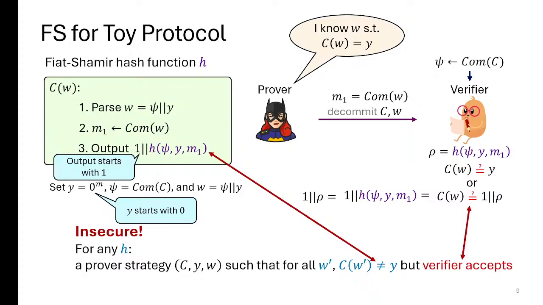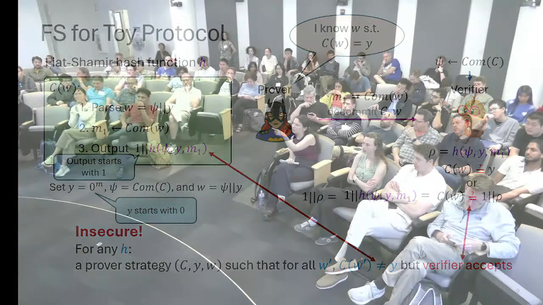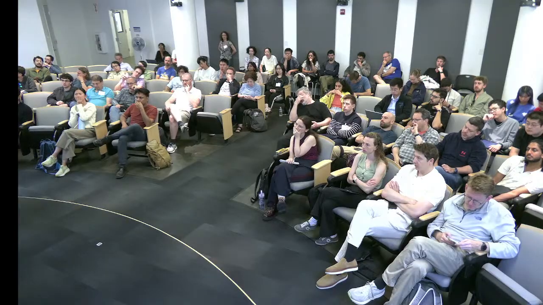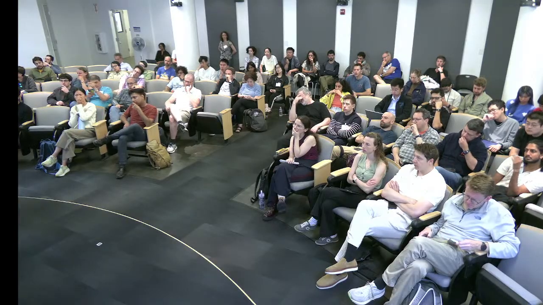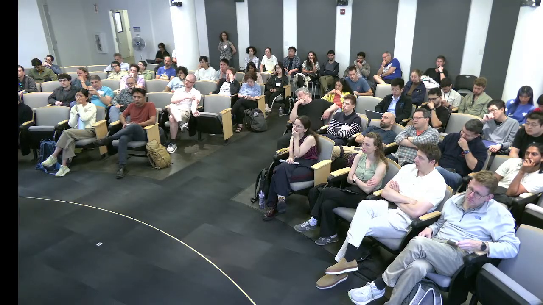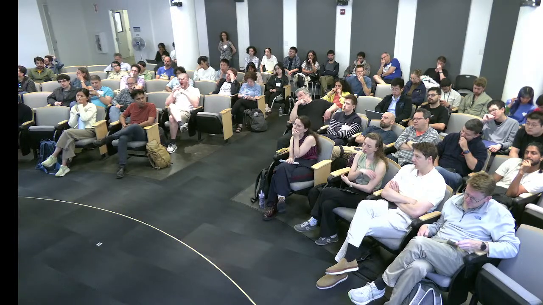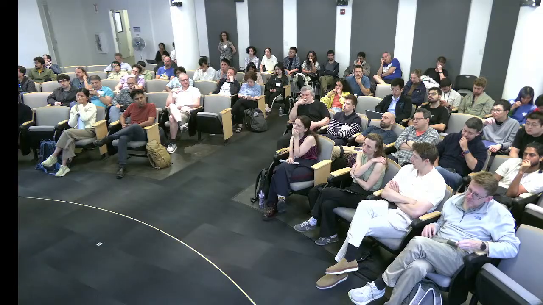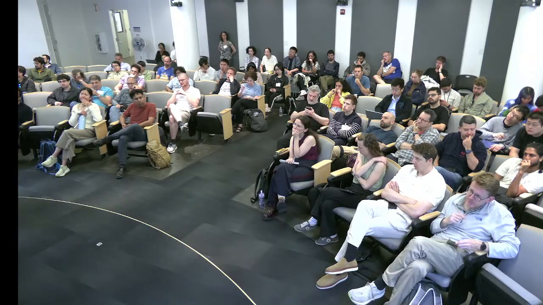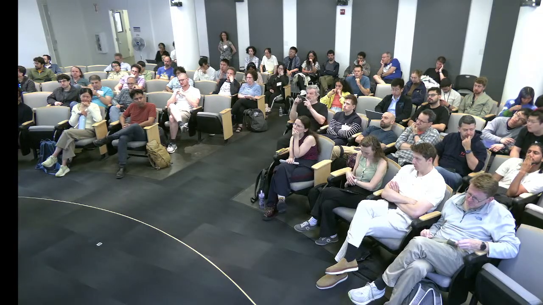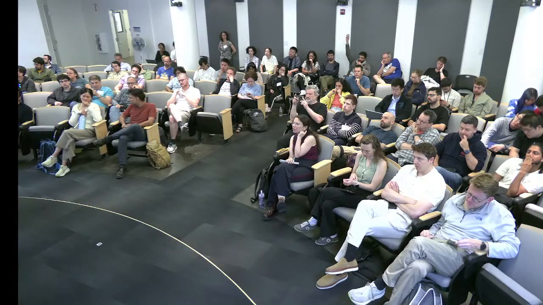Is this clear? This is the point of the proof. Yes? Sorry, can you repeat why is rho the hash? Yeah, so by definition on the verifier side, rho is the hash of psi, y, and M1. Psi and y are just specified by the outside here. And M1 is the commitment of W. And this is the same thing that the circuit computes. It computes the commitment of W in exactly the same way.